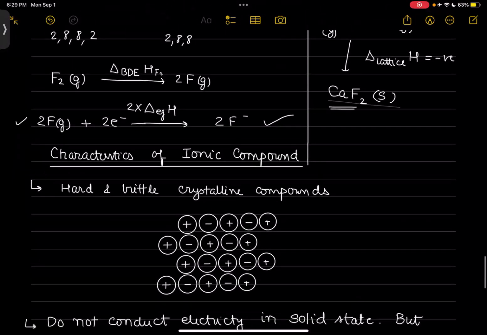If the lattice enthalpy is more, it indicates the attraction is more, right? Yes. And it indicates the ionic compound is very stable. But if the lattice enthalpy is less, it means the ionic compound has not stabilized much. Is it clear? Yes, sir. This is clear to you?